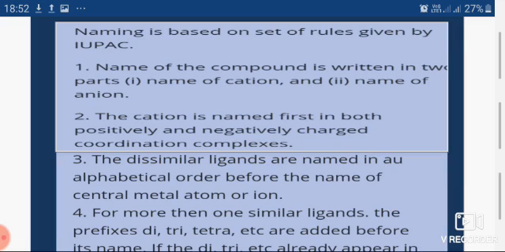The name of any coordination compound can be written in two parts. One is the cationic part and another is the anionic part. The second rule is the cation is named first in both positively and negatively charged coordination complexes. The cation must be preferred, or the cation must be written at the left hand side, or firstly the cation should be given the name.